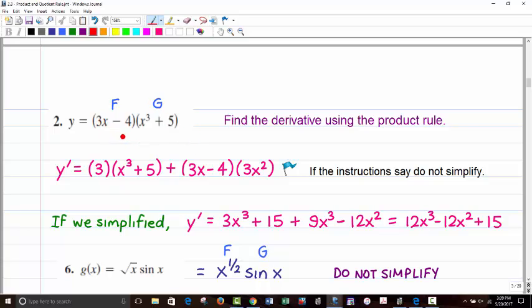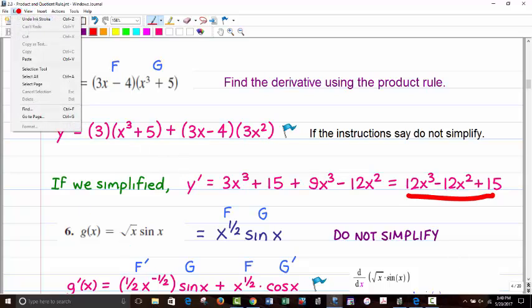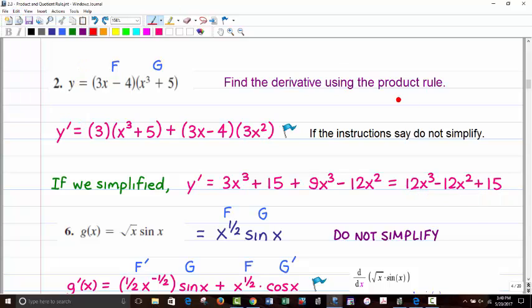All right, the derivative of, so that's f prime right here. The derivative of 3x minus 4 will be 3, and there's g, x cubed plus 5, and then f, which is 3x minus 4, and the derivative of g is 3x squared. So if we don't have to simplify, then we would stop right there. If we did simplify, we would just distribute these terms and combine the like terms, and then you would end up with this answer right here. That's just a simplified version of the other answer. But you'll only do that if you need to. It's not something you have to do all the time.